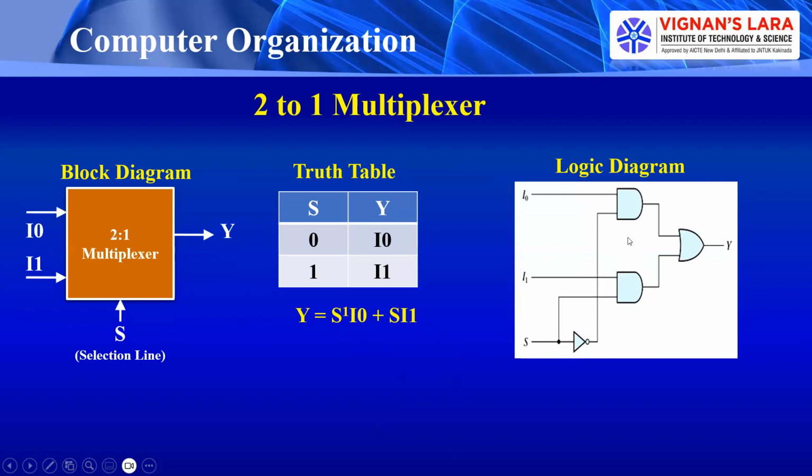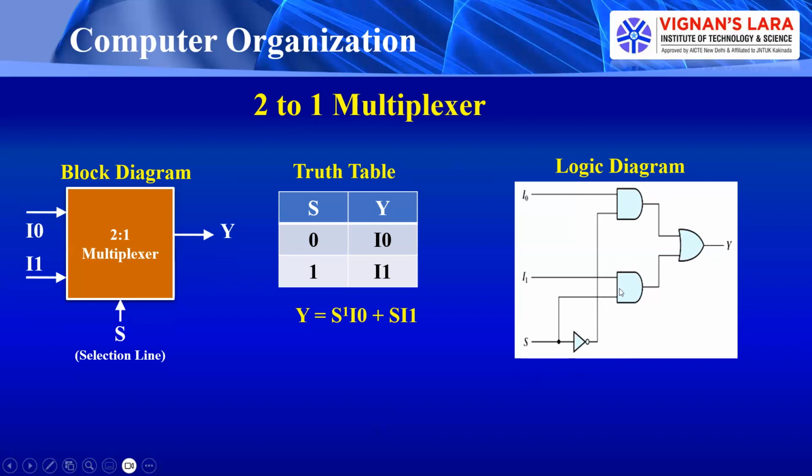Let this be the first AND gate, which has one input I0. The second input should be S bar, which means the selection line value is equal to 0, so it is given to a NOT gate. The NOT gate output becomes S bar or S prime. So the output of this AND gate is I0 dot S prime, or S bar.